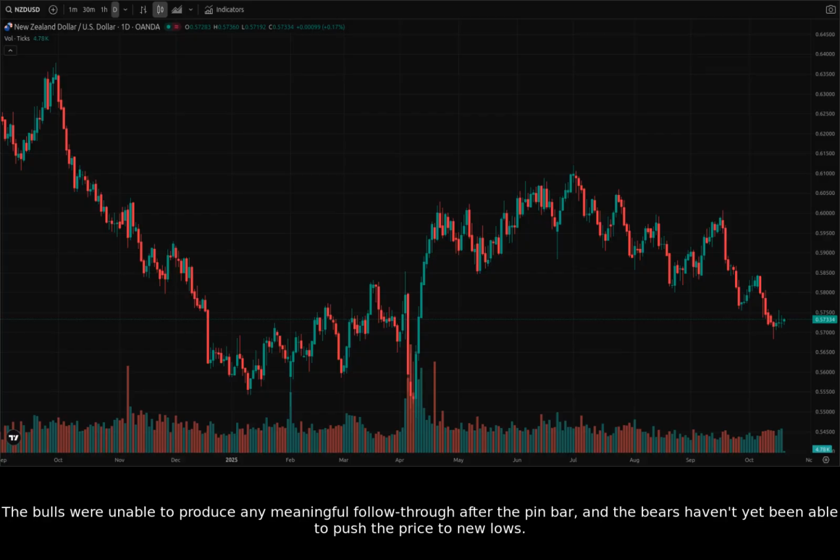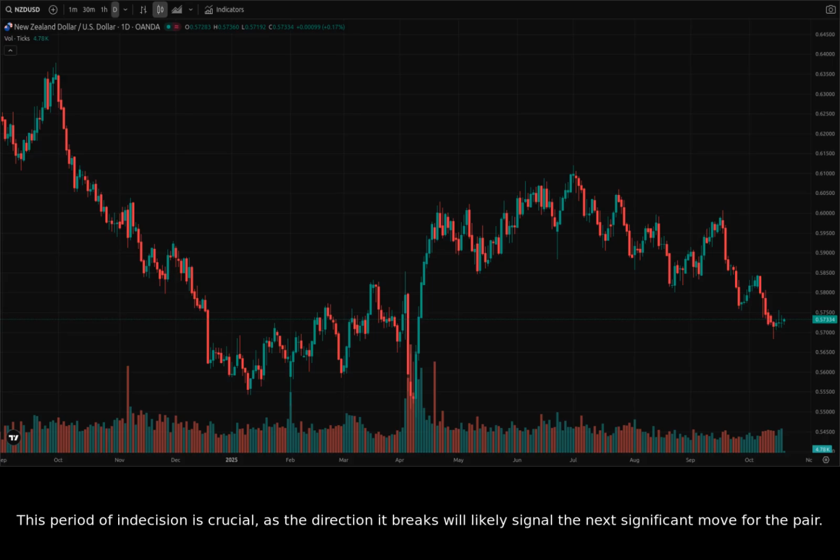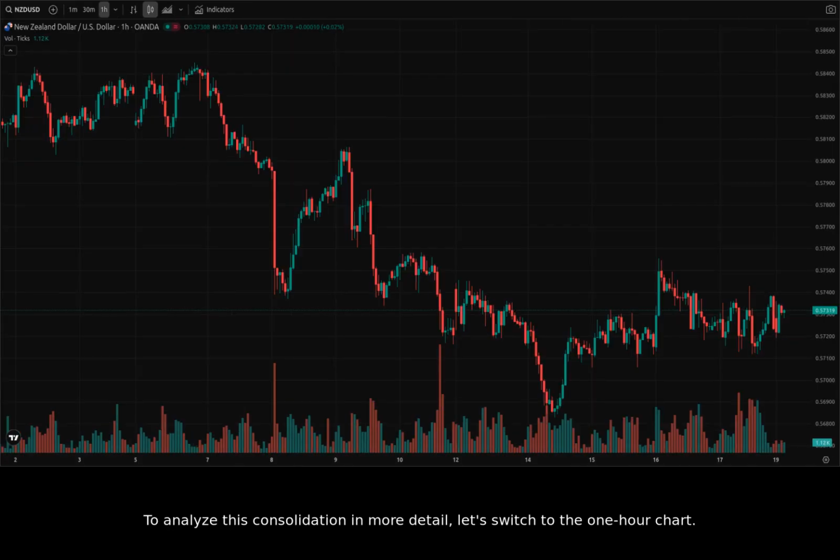The bulls were unable to produce any meaningful follow-through after the pin bar, and the bears haven't yet been able to push the price to new lows. This tells us the market is currently in a state of consolidation, coiling up after a big move. This period of indecision is crucial, as the direction it breaks will likely signal the next significant move for the pair. To analyze this consolidation in more detail, let's switch to the 1-hour chart.